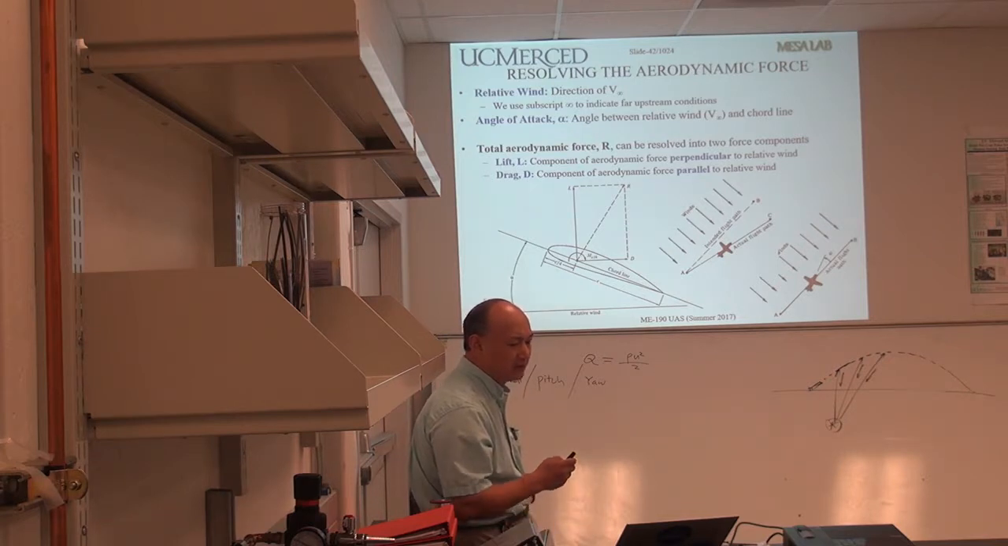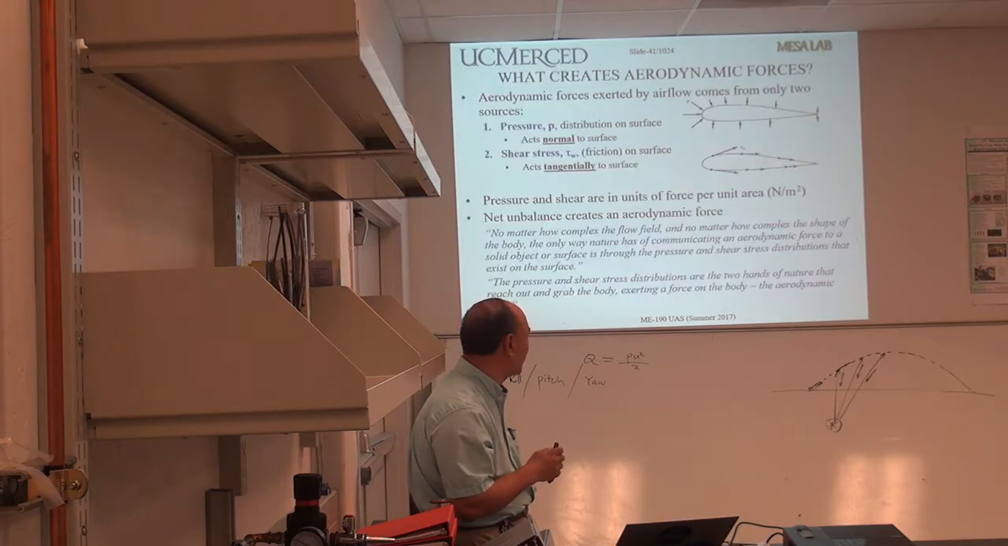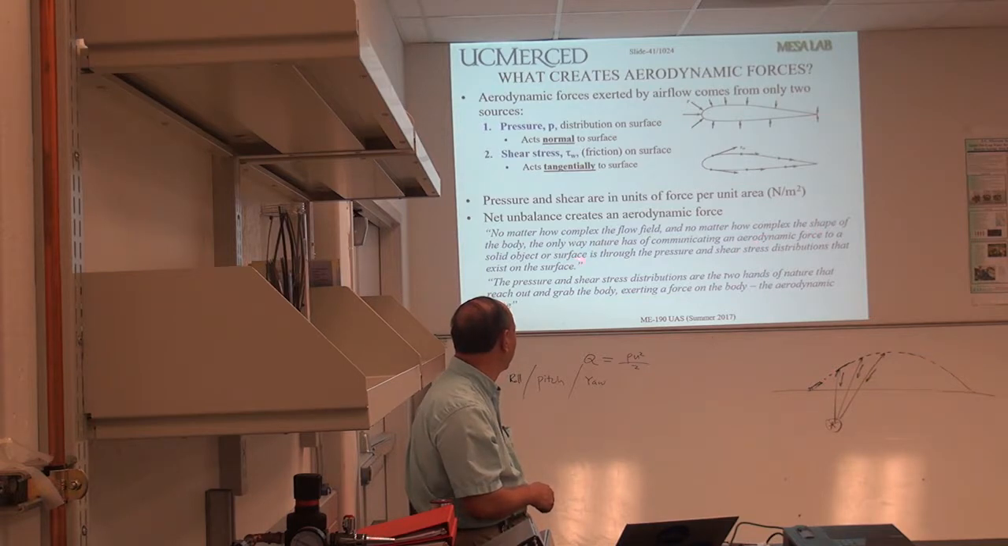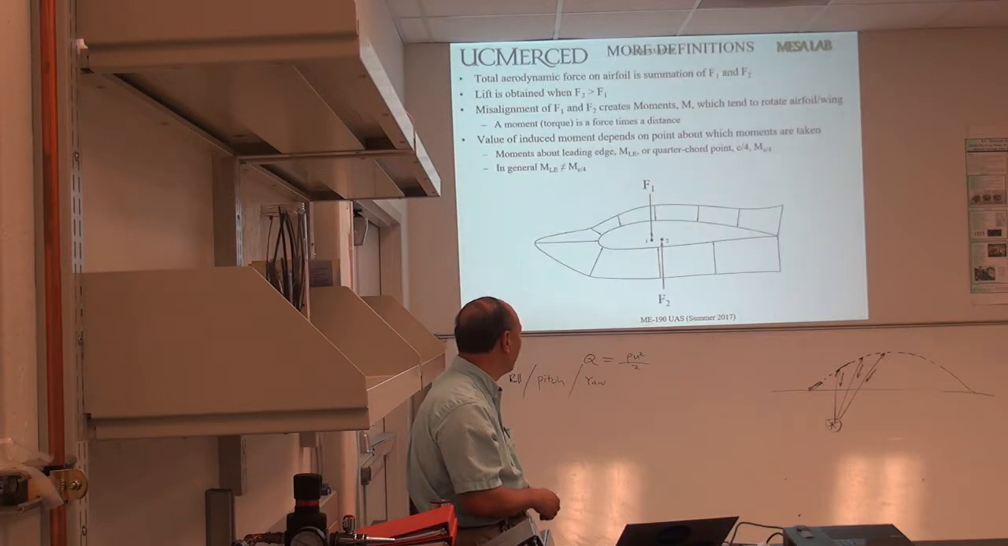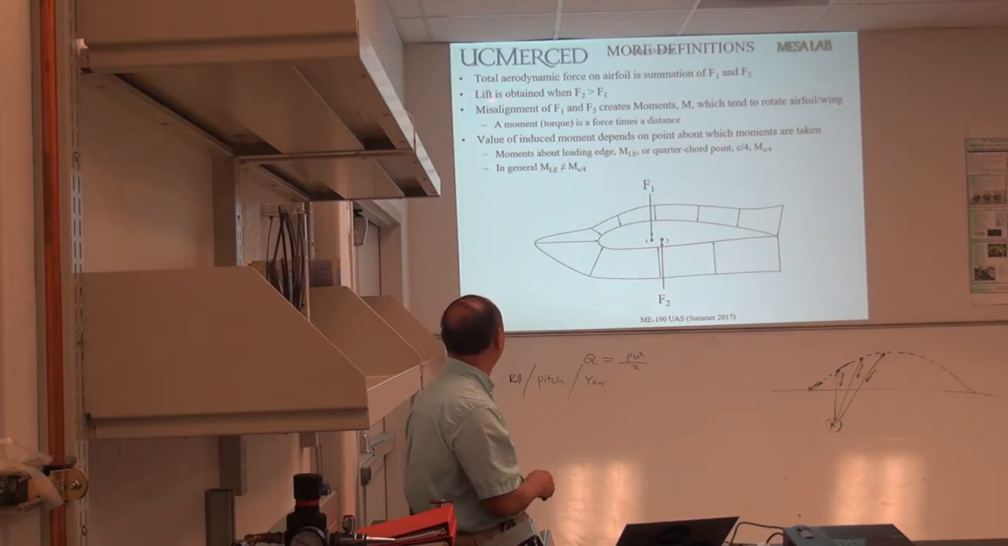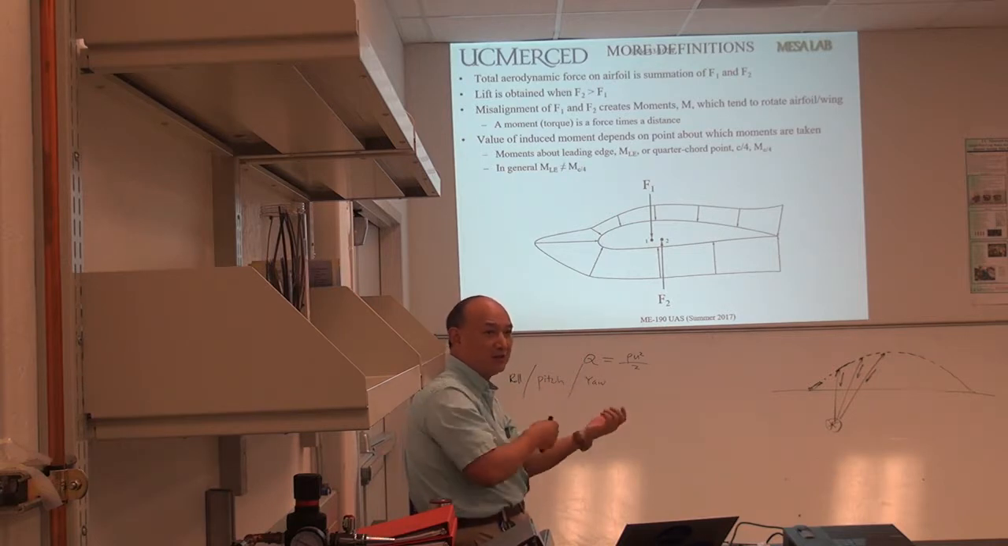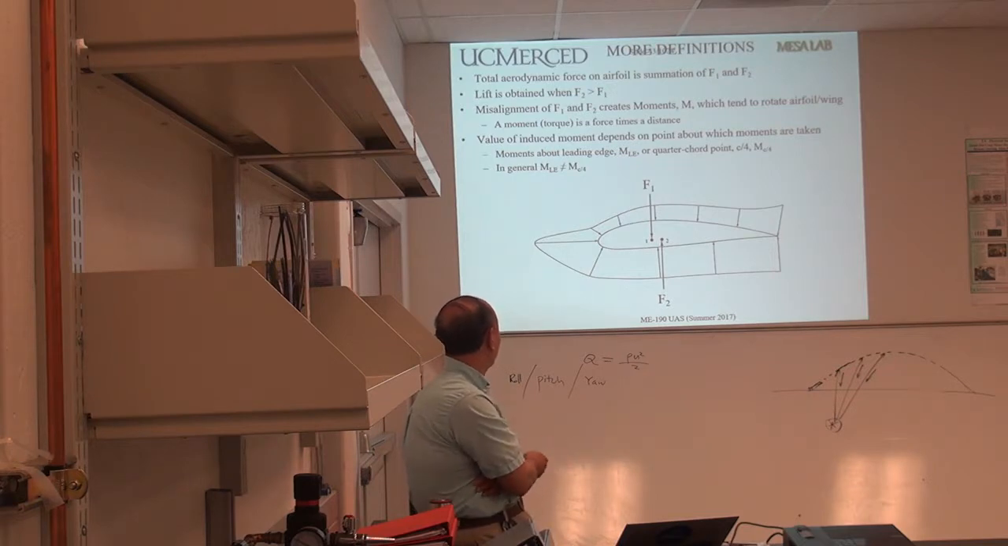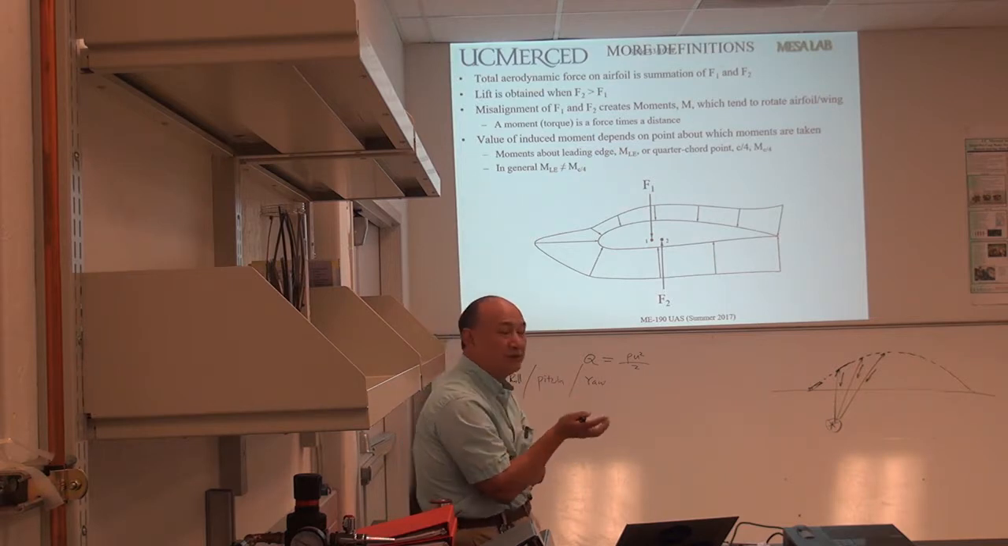So let me go back a slide to highlight one single word. It's called distribution. Okay, let me use this one to show you distribution. The total aerodynamic force is a summation of force F1 and F2. Lift is obtained when F2 is greater than F1. And the misalignment of F1 and F2 will create a moment, which will automatically turn, tumbling, okay? The value of the induced moment depends on the point about which the moments are taken. So the F1, due to the distribution in here, okay, distribution. I told you there are two sources.